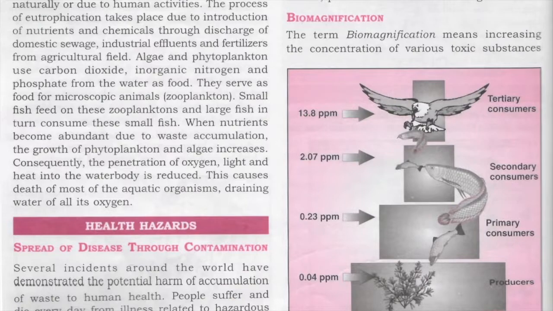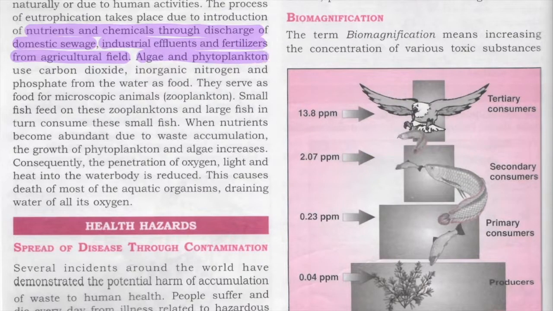Eutrophication is a process of depletion of oxygen. That means the oxygen levels in the water decrease, and water bodies suffocate due to the decreased level of oxygen in the water. This process of eutrophication takes place due to the introduction of nutrients and chemicals through the discharge of domestic sewage, industrial effluents and fertilizers from agricultural fields.